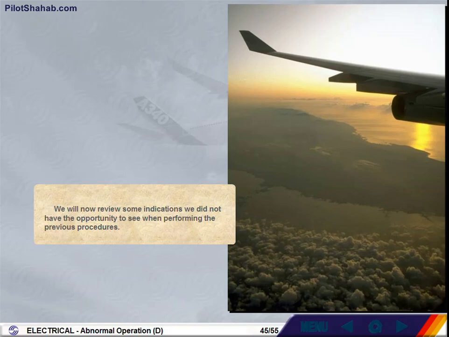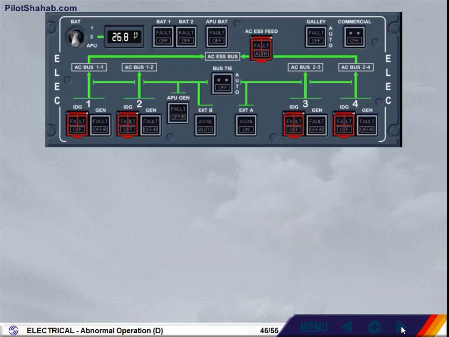We will now review some indications we did not have the opportunity to see when performing the previous procedures. As we have just seen, as a result of the loss of all 4 main generators, the emergency generator normally runs automatically to power the electrical network. During the emergency generator connection time, the electrical system is powered from the batteries. The approximate flight time on batteries is 30 minutes.